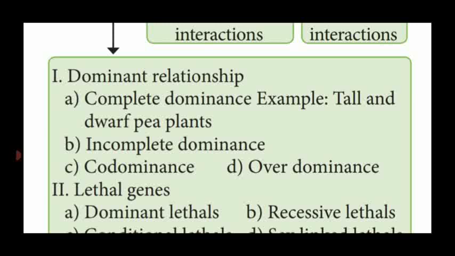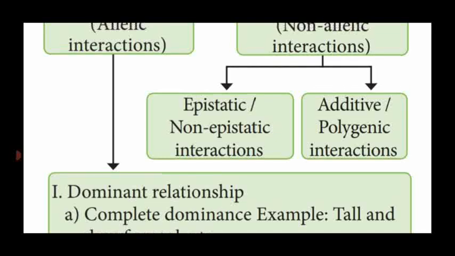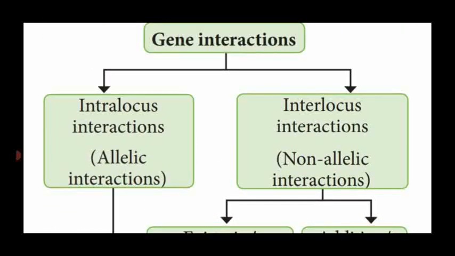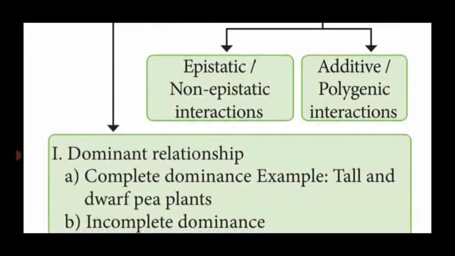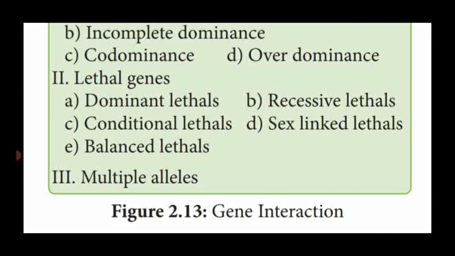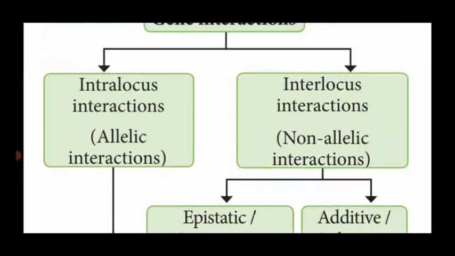How will they ask the question? What is gene interaction? Write the flow chart of gene interaction. So what is gene interaction? The interaction takes place when a single phenotypic character is determined by two or more sets of genes, each gene containing two alleles or more than two alleles. This type of interaction is named gene interaction. So these are all the different types of gene interactions.